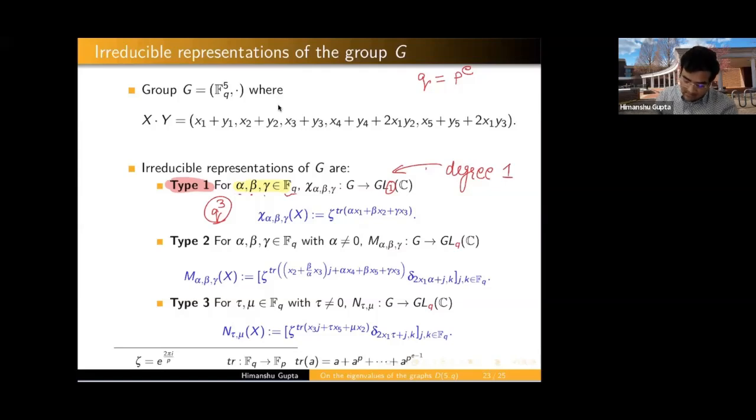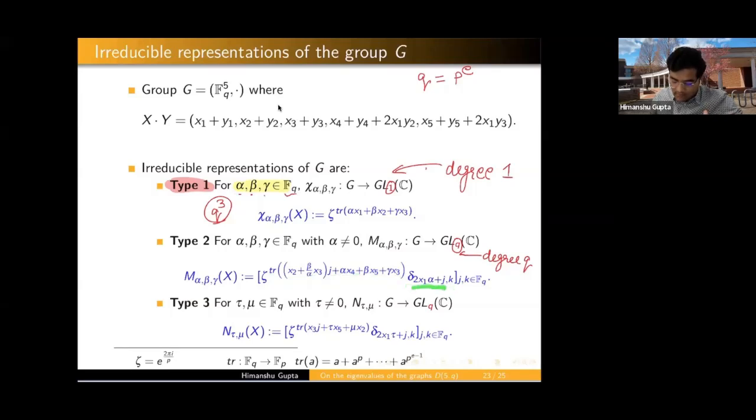The second representation, type 2, is this. The degree of this representation is q, so I'm going to give you the representation as a q cross q matrix. It's a matrix indexed by Fq, whose jkth entry is given by this: again zeta, the primitive root, to the power trace of this summation. And this delta means Kronecker delta.